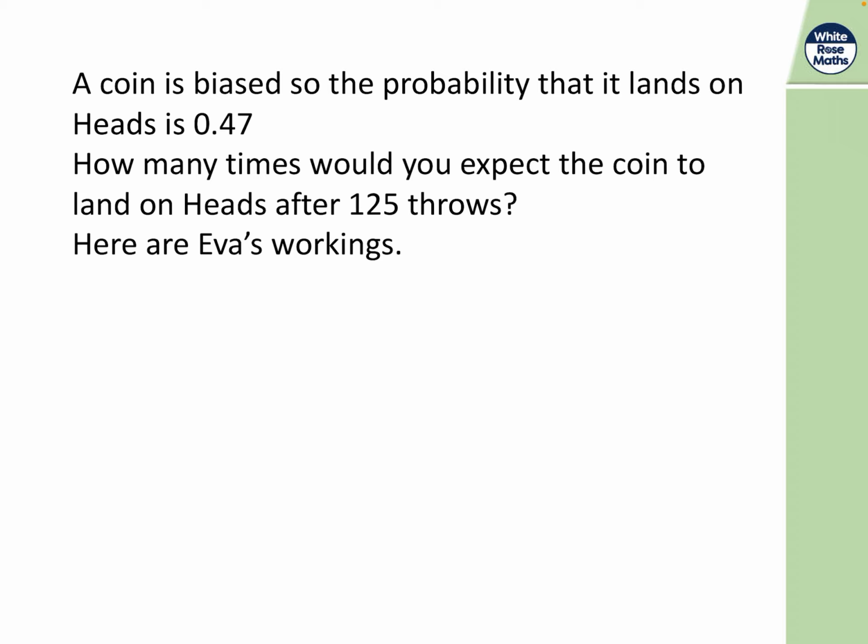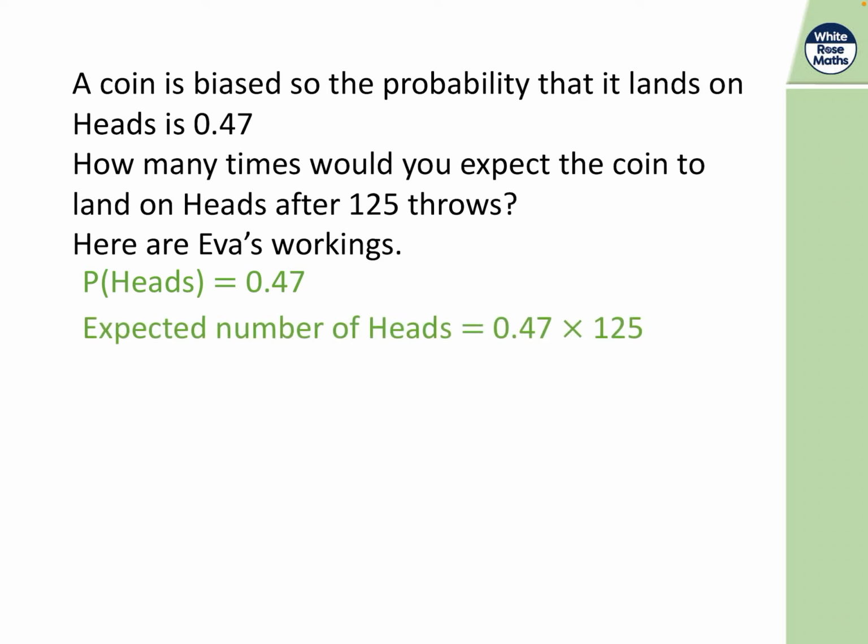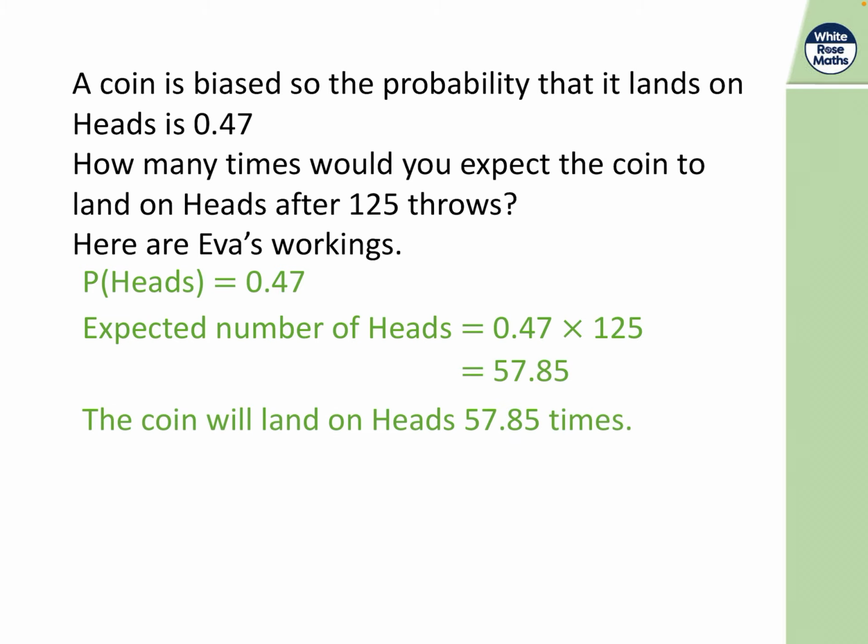And we multiply the probability by the number of times you're throwing the coin. Okay, I didn't realise Eva was doing something. Here's Eva's working. So the probability that it lands on heads is 0.47. The expected number is 0.47 times 125, which is 57.85. The coin will land on heads 57.85 times.